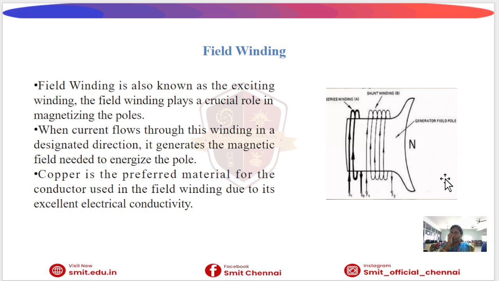Next is the field winding. Here the field winding is wound on the poles. The field winding is also called the exciting winding. When electric current flows through the field winding, it produces a magnetic field around the poles. Copper is generally used for the field winding as it has high electrical conductivity. This magnetic field is essential for generating electricity in the armature.